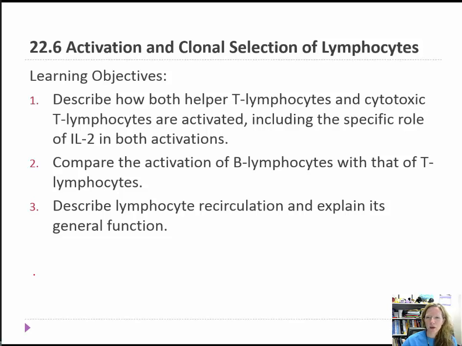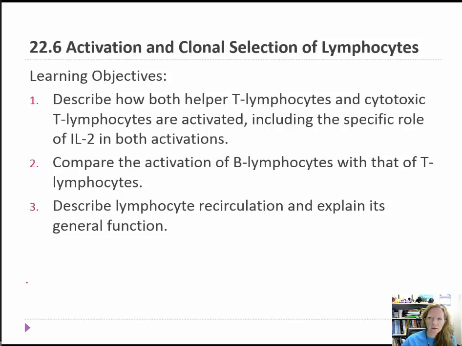Hi everyone. So let's go ahead and take a look at 22.6, section 6 of chapter 22. This is looking at activation and clonal selection of lymphocytes. This video is also going to cover 22.7 as well.